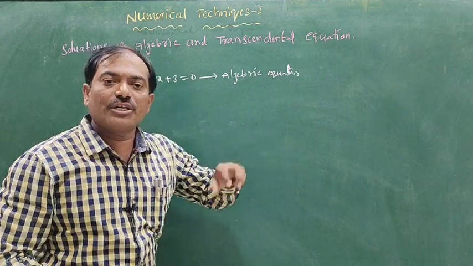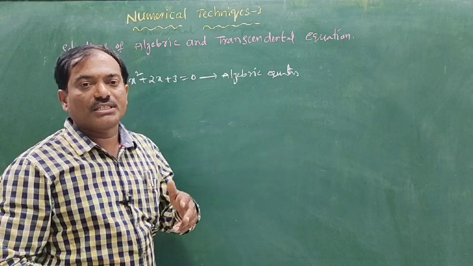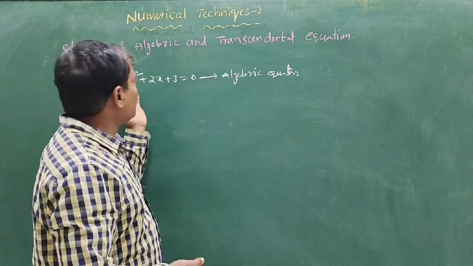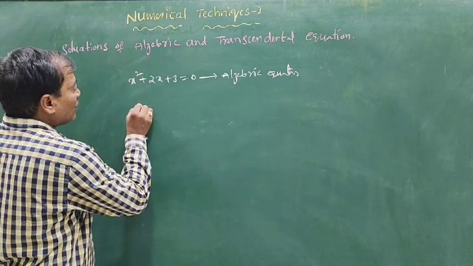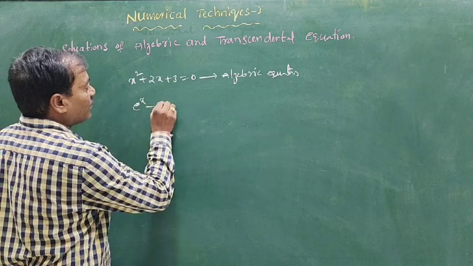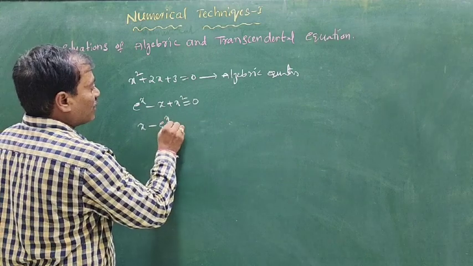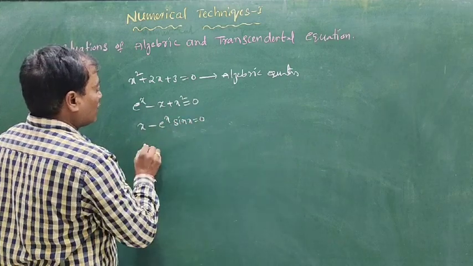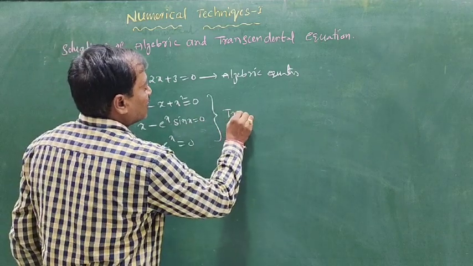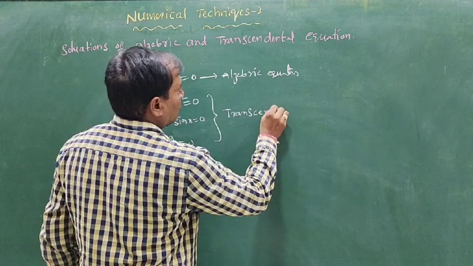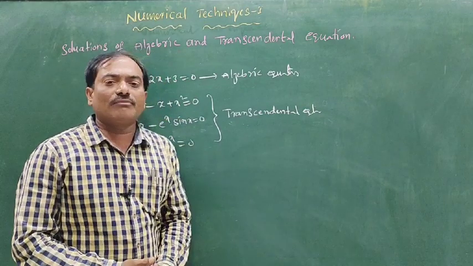In an algebraic equation there are no logarithmic functions, trigonometric functions, or exponential functions. It involves only x terms. And coming to the transcendental equations, the equations are like this: e to the power of x into x plus x square equal to 0, x minus e to the power of x into sin x equal to 0, and x minus e to the power of x equal to 0. These are called transcendental equations. So what is the meaning of these solutions?